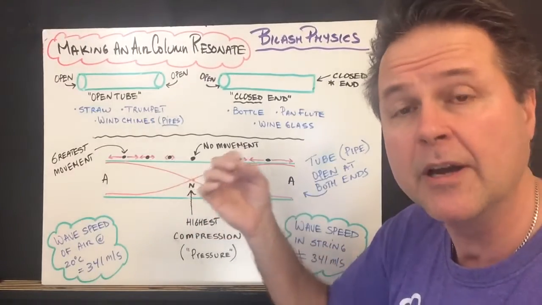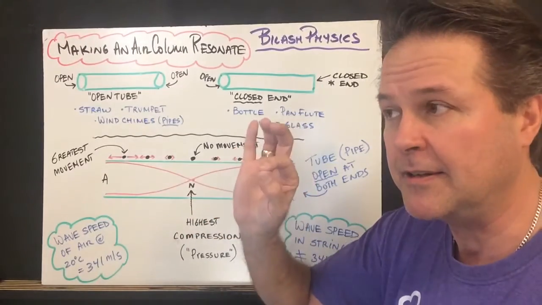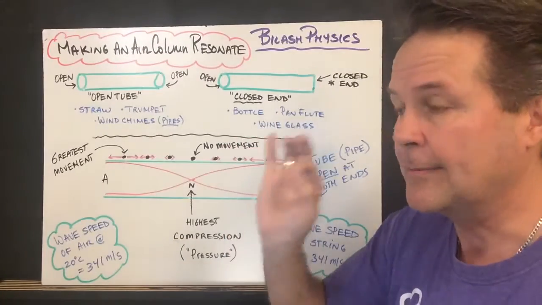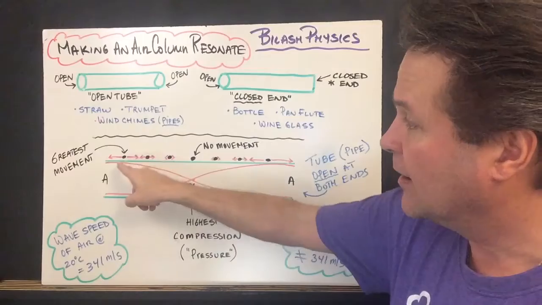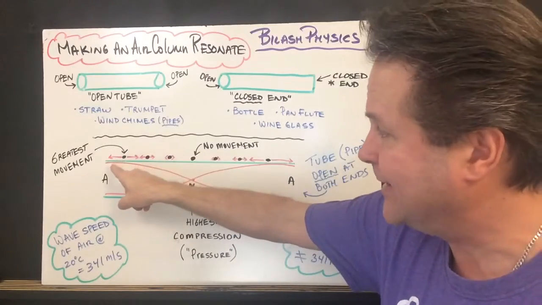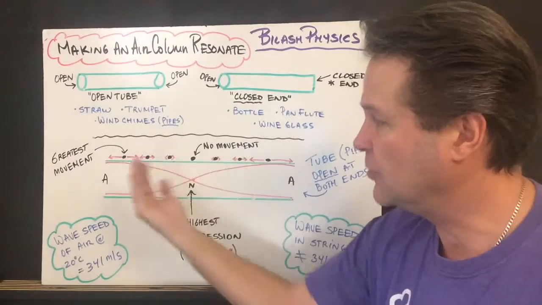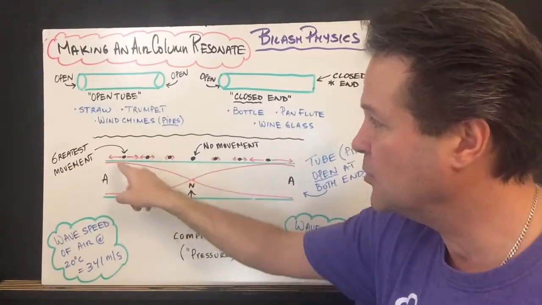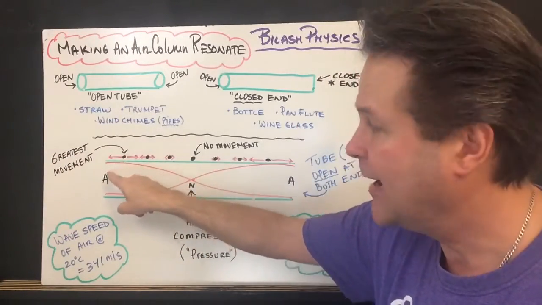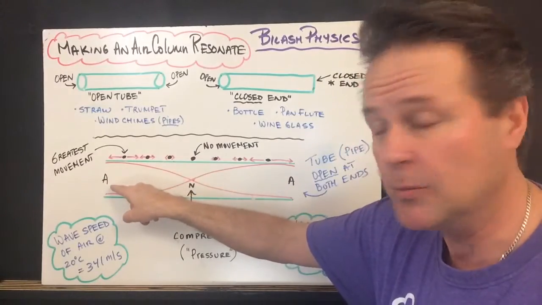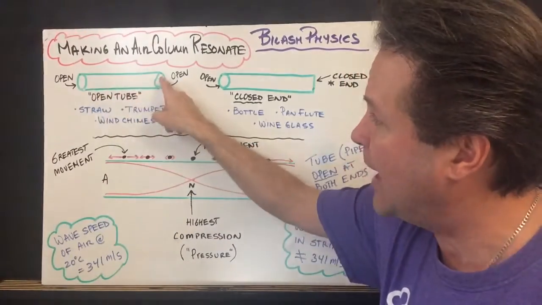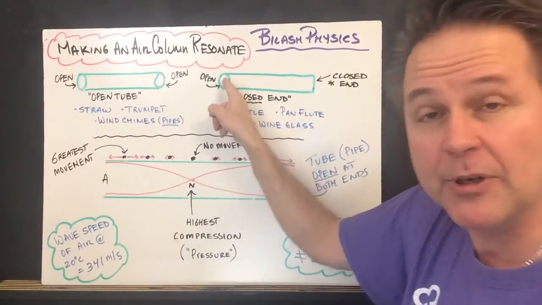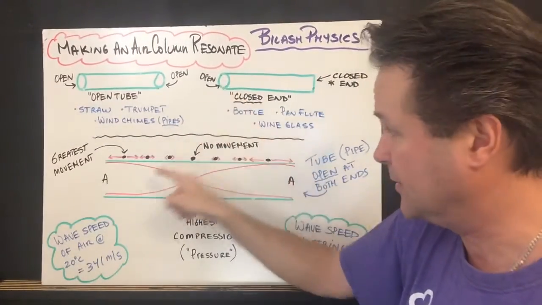A node is where the material which is vibrating in the wave does not actually move. In contrast to that, on either end, that's where you have an opportunity for the air to move in and out of the tube. So you get maximum movement of the air particles at the opening of a tube. So in an open-end tube, maximum movement. In a closed-end tube, maximum movement only occurs at the open end.